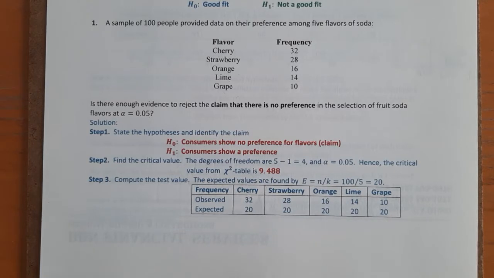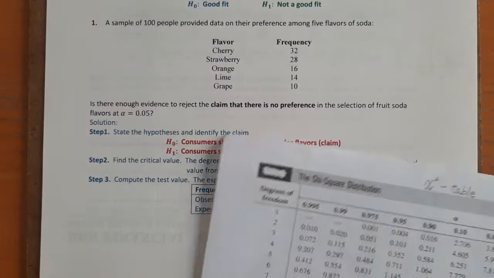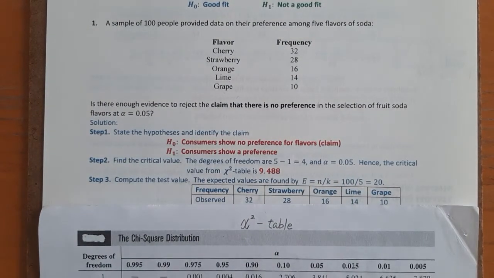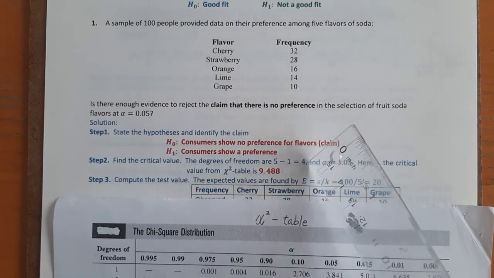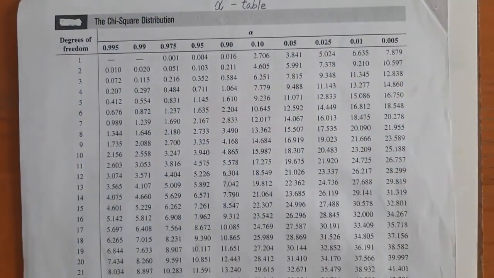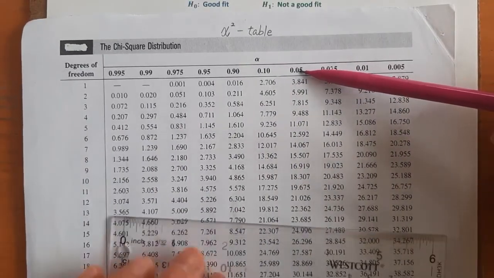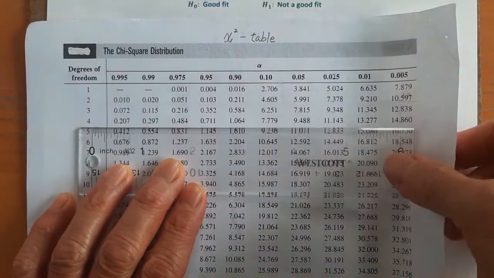Now, the chi-square table will be this one. Degree of freedom is n minus 1, a degree of freedom of 4. Alpha is 0.05. So we look at 0.05, degree of freedom is 4.